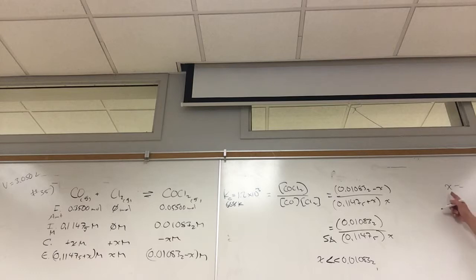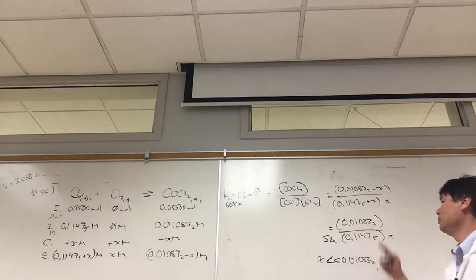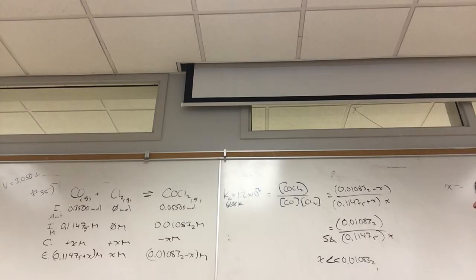Well, just punch this in your calculator. 0.010832 divided by 0.11475 divided by 1.2 times 10 to the third. What do you get? 8.097 times 10 to the negative 6. We're only allowed 2 sig figs.